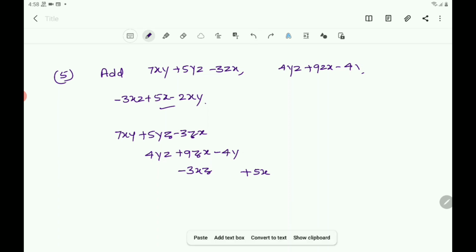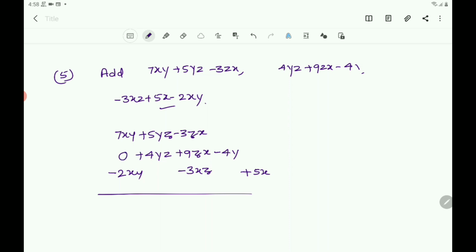Next, here minus 2xy is there. This minus 2xy comes below the xy, that is 7xy is there. So you write minus 2xy. And you can write here no terms, you write 0. Here also no terms, you write 0. Here no terms, write 0. Then plus, here also no terms.